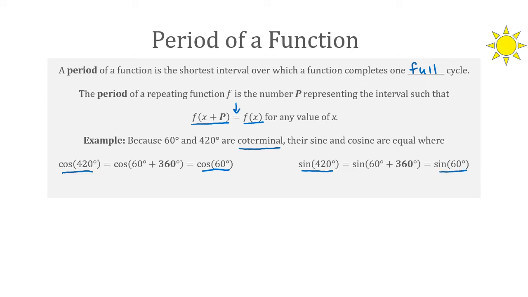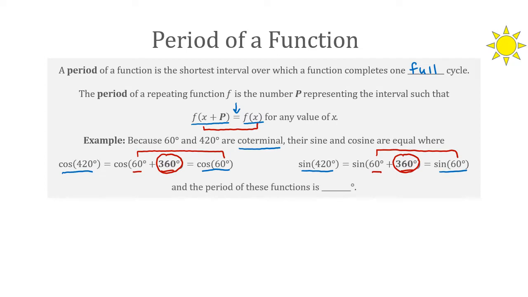Now, that 420 degrees can be rewritten as the sum 60 degrees plus 360 degrees. Notice that the 60 degrees is our x value. What x value am I talking about? I'm talking about the x value that was in this definition. And that leaves the 360 degrees as the p value. And that p-value is the period of that function.